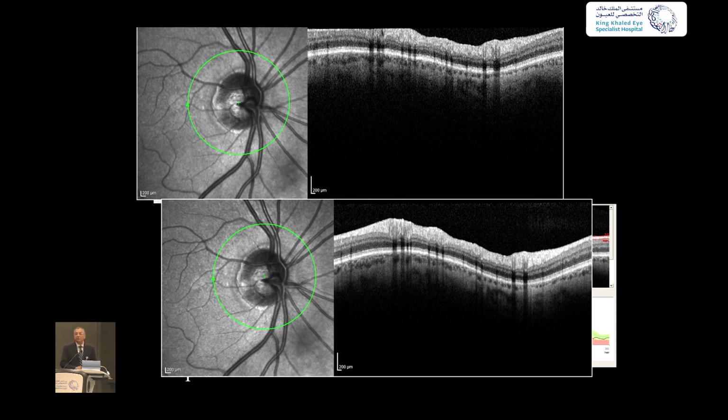One is that the nerve fiber layer thickness never drops down to 0. So if you see a nerve fiber layer thickness down to 0, it is an artifact. It always drops down to around 30 at the least. Second, the cup did not look extremely cupped, so therefore I knew that this was not a loss.